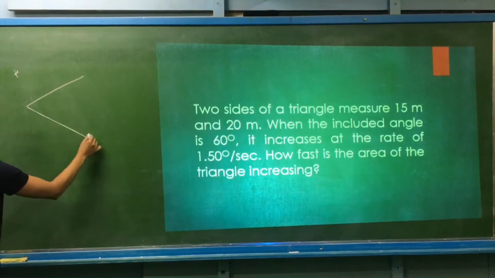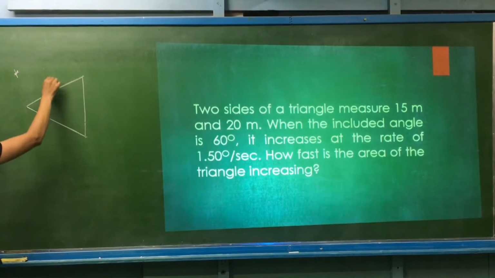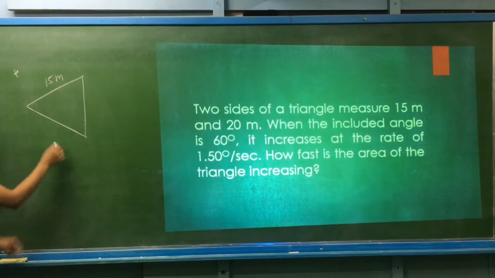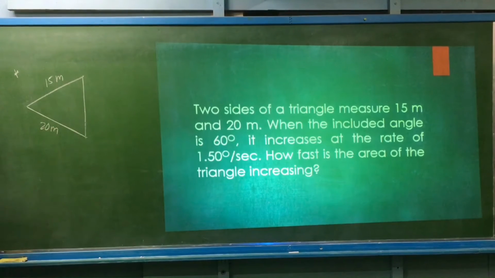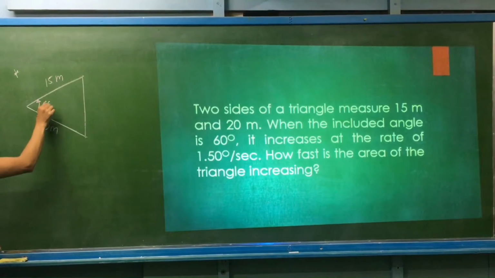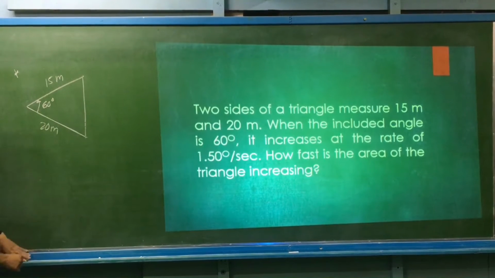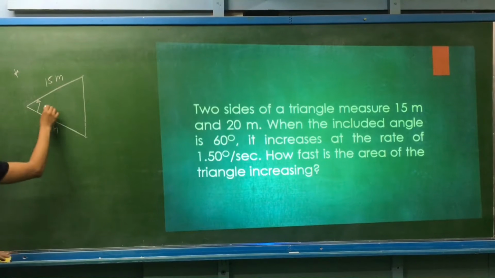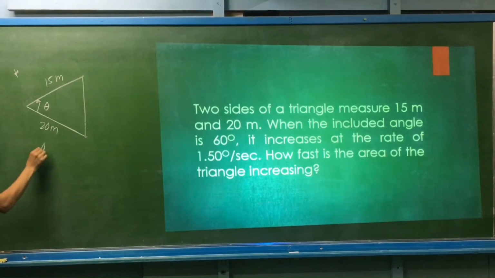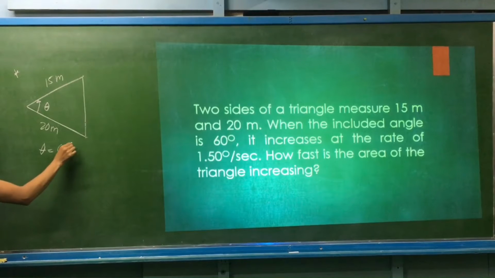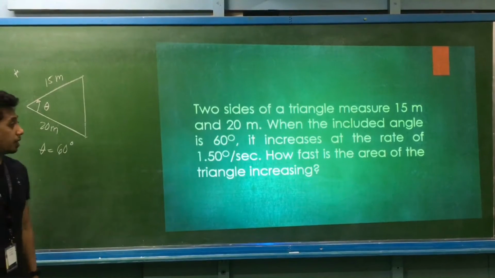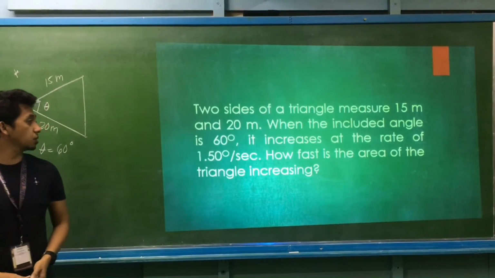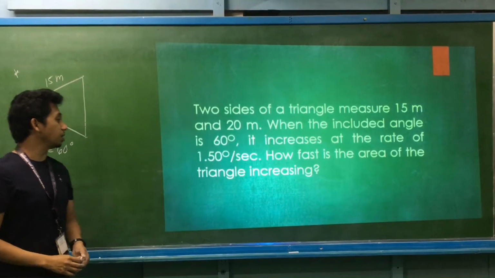Our given is we have a triangle. According to the problem, one side is 15 meters, the other side is 20 meters. The included angle is the angle between the two given sides. Let's say this is theta. The value of theta is, given, 60 degrees.